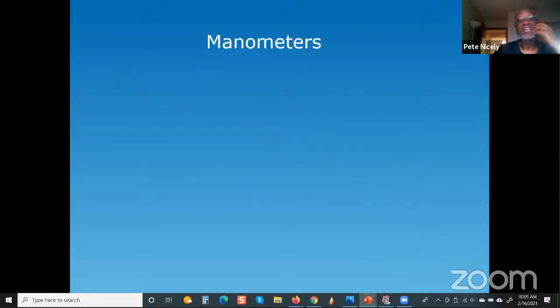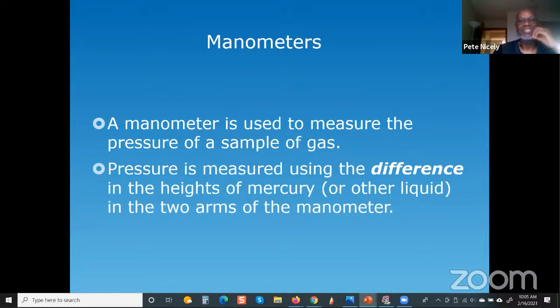So let's move on to the next instrument that we use with respect to measuring pressures. And we use this instrument called a manometer to measure the pressure of a gas. So in other words, if you have a gas trapped in a container and you want to measure the pressure of that gas, then this is the instrument that you would use to do so. Again, we use the difference in the heights of mercury. It says mercury or other liquid, but mercury is actually the liquid of choice used in the 2 arms of this particular instrument.